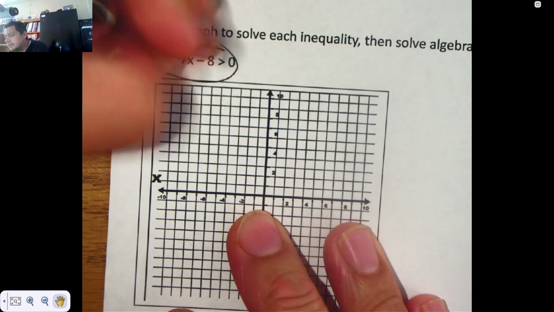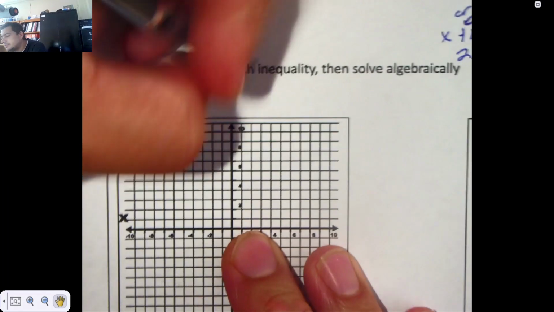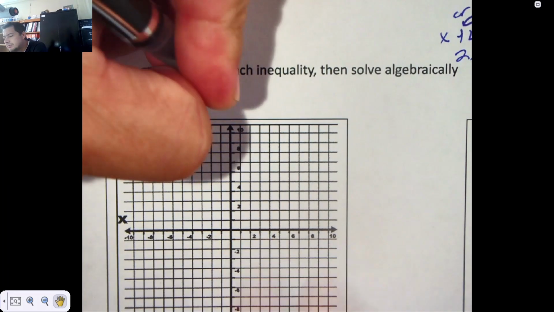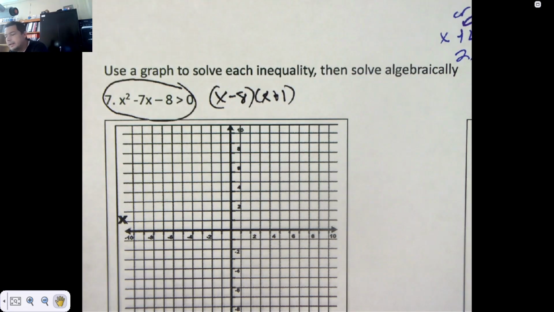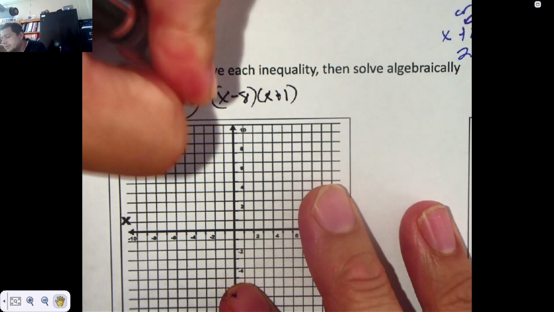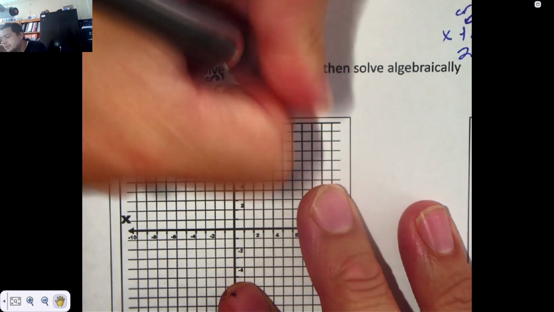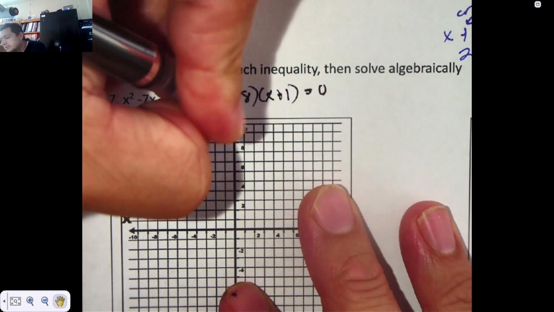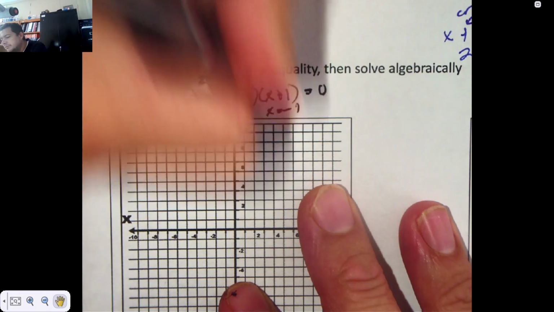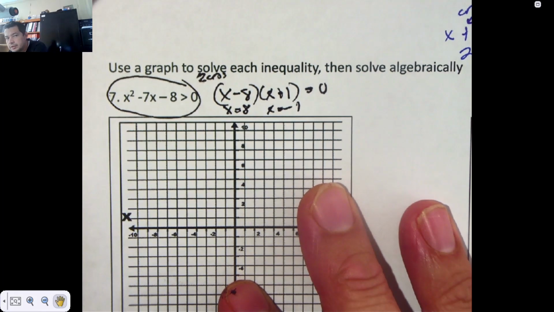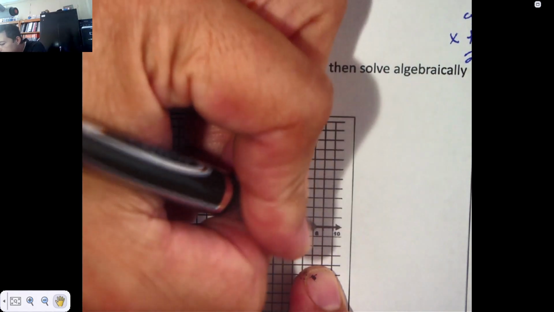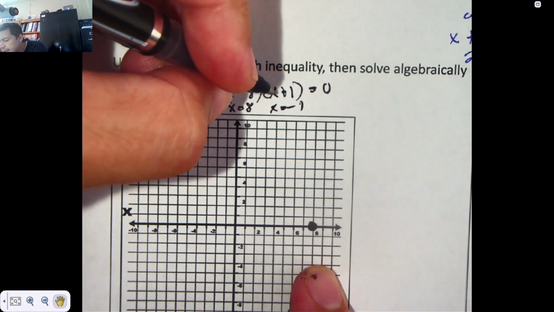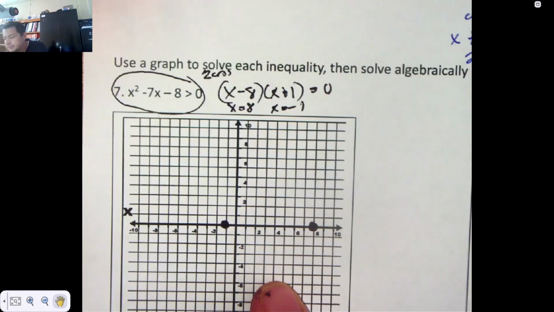So what I'm going to do is factor this thing. I'm going to factor it as (x - 8)(x + 1). And what I want here is the zeros, so I'm going to set it equal to 0. It has a 0 at x equals 8 and x equals -1. So in other words, the ordered pair (8, 0) is on the graph and (-1, 0) is on the graph.